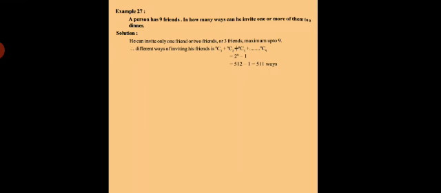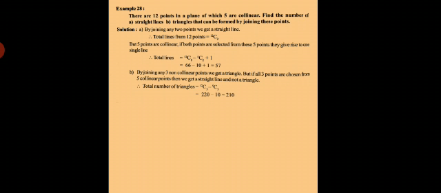I hope students are enjoying doing this maths. Next one, an important one. There are 12 points in a plane, of which 5 are collinear. Find the number of straight lines and triangles that can be formed by joining these points. Students, here we are using the useful sum formulae, that is the second part. In this we have discussed it.